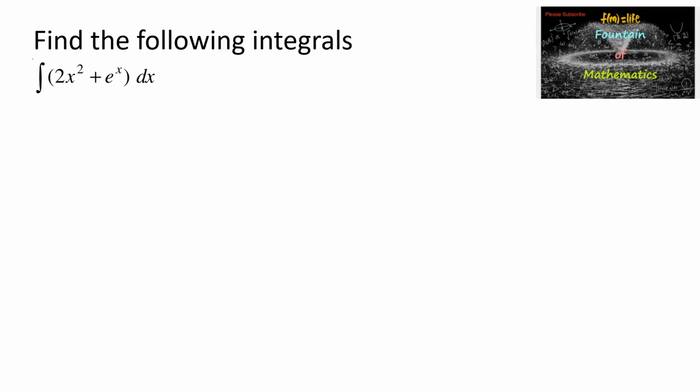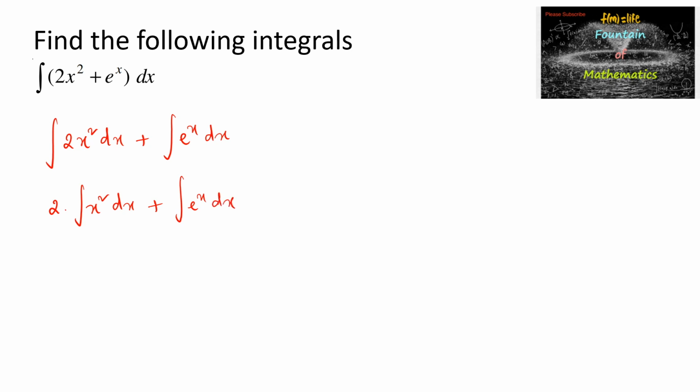Find the following integrals. So here, integral of 2x square plus e power x dx. So we can write it as integral of 2x square dx plus integral of e power x dx. So we can also write it as 2 into integral of x square dx plus integral of e power x dx.